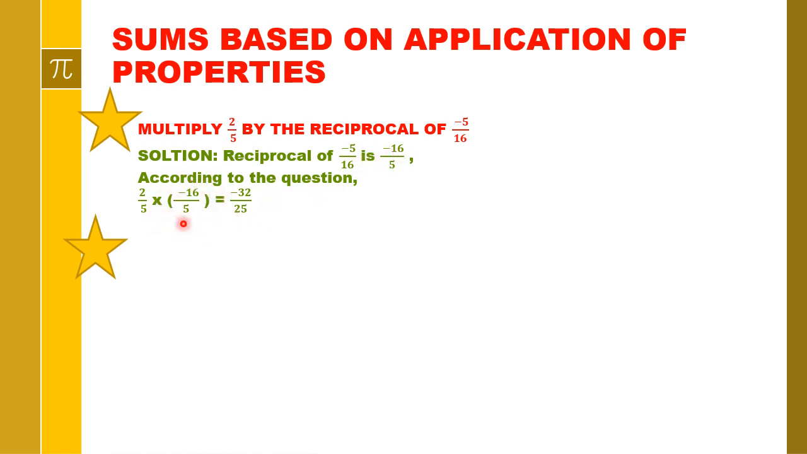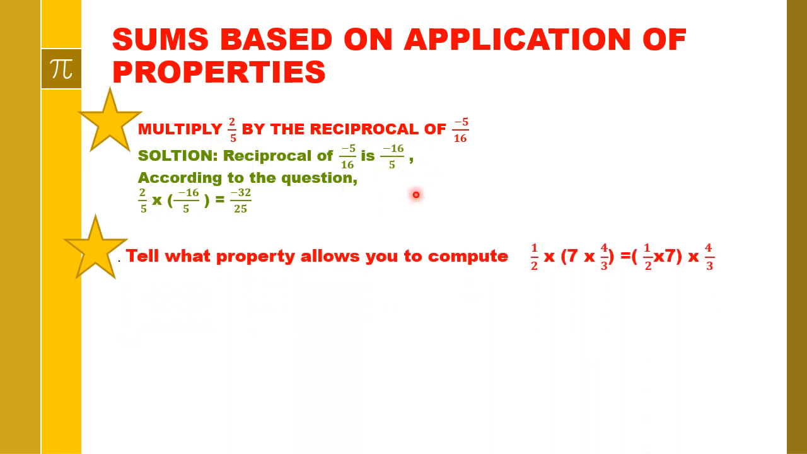So a very important part is how to find the reciprocal, that is, the reciprocal of the rational number minus 5 by 16. Once you do this step properly, the other step is very easy for you. You multiply 2 by 5 by the reciprocal minus 16 by 5.